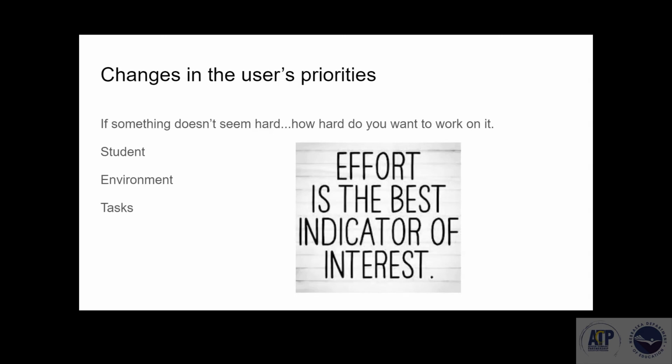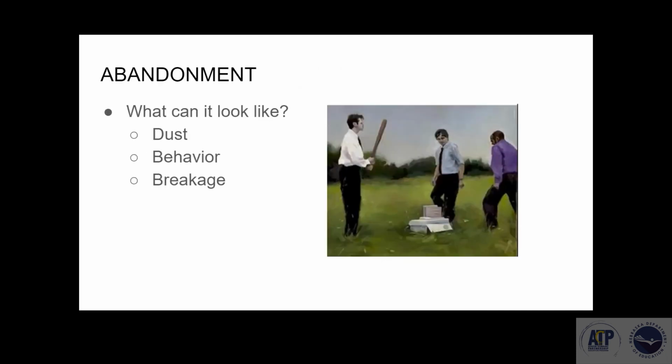So the user's priorities are very important with this, and sometimes motivating kids to think about school, especially at certain ages, is extremely difficult and can definitely influence abandonment. So what does abandonment look like?